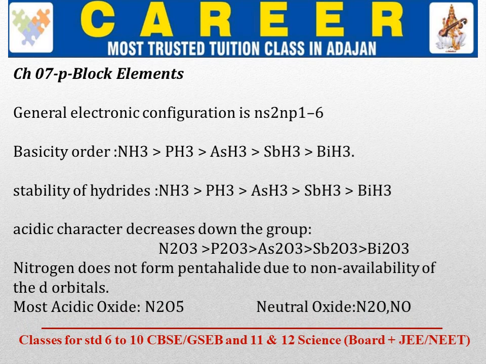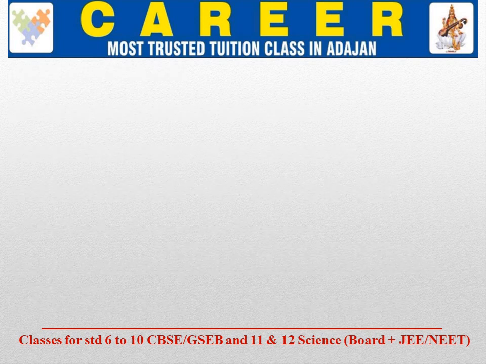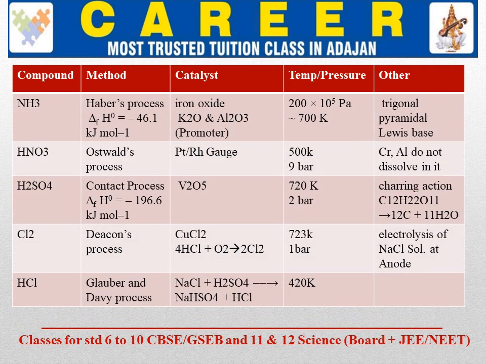The most acidic oxide from group 15 is N2O5 and the neutral oxides are N2O and NO. This table is very useful for your upcoming board examinations. Definitely there will be an MCQ from this table.